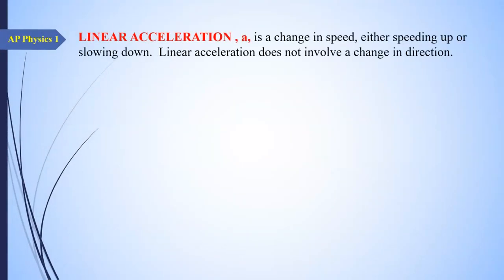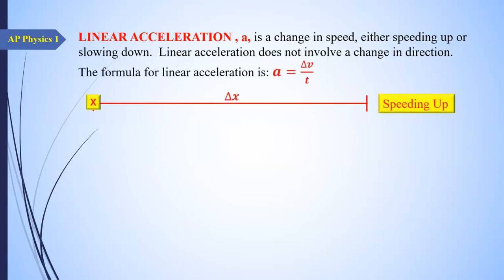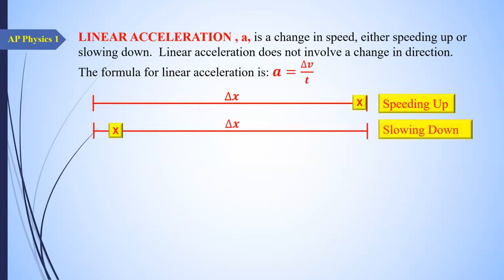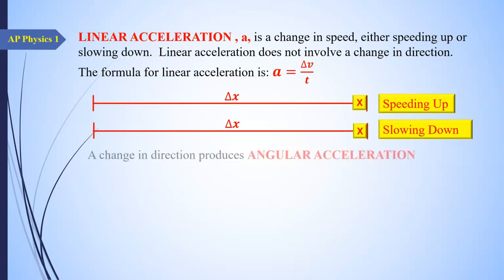Linear acceleration is a change in speed, either speeding up or slowing down. Linear acceleration does not involve a change in direction. So this is the type of acceleration we've been dealing with all year. So there's the formula. Acceleration equals change in velocity over time. So here the box is speeding up, and here the box is slowing down. So those are both examples of, or the two cases of linear acceleration.